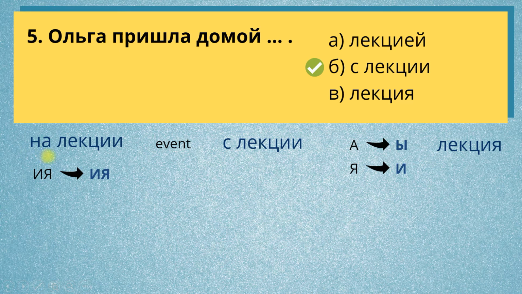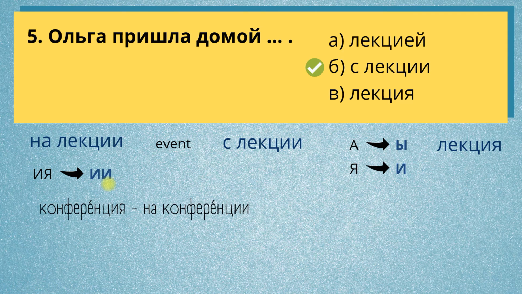Here is prepositional case. Quite a common mistake. Don't forget that ия ending goes to ии in prepositional case. We don't look at the last letter. We look at those two last letters. Ия ending is special. It should always be replaced with ии.